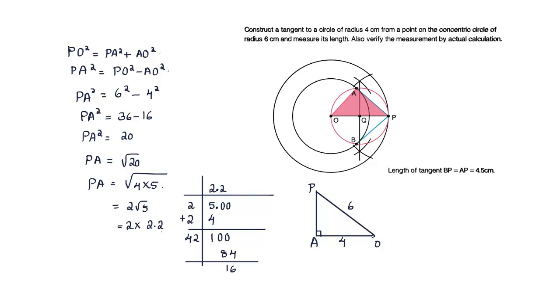So if I multiply these two, 2.2 into 2 is 4.4. So you can observe here, you have got the tangent length as 4.4, and using the construction method, you have got the length of the tangent as 4.5. So approximately both the lengths of the tangents are the same. So we have verified this.